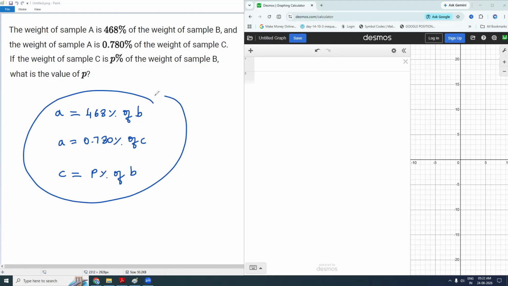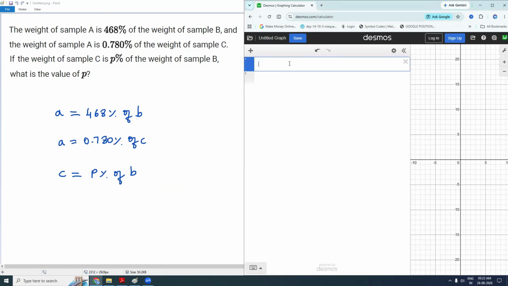Now we can take these equations in Desmos to find the value of P. Okay, let's go to the Desmos and open the square bracket. Now inside the square bracket, we have to take the values we have on the left side of all the three equations separated by comma. That is A, comma, C, close the square bracket, take tilde sign, open the square bracket.